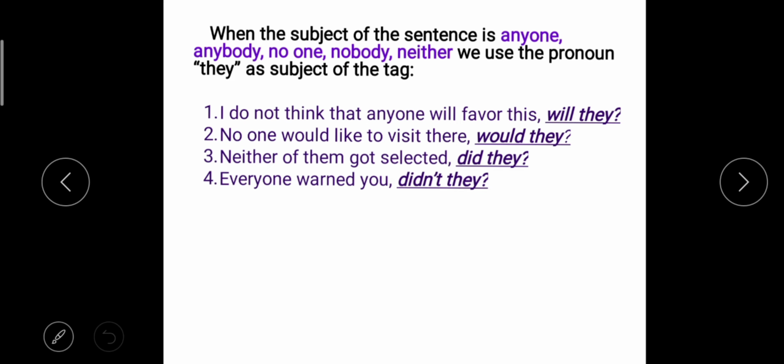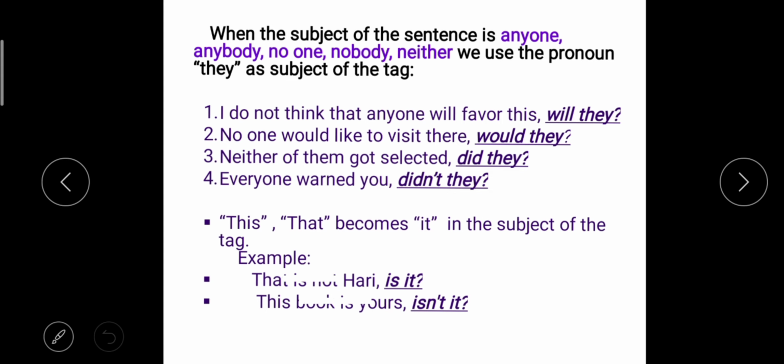If these words are used in the sentence, anyone, anybody, no one, nobody, neither, everyone, the subject of the question tag will be they. Next thing, this and that. So this is exception here. This and that becomes it in the subject of the tag. अगर सेंटेंस में this और that आए हैं, अगर स्टेटमेंट का आपका सब्जेक्ट this और that है, so in the question tag it will become it. क्वेश्चन टैग में ये it हो जाएगा.